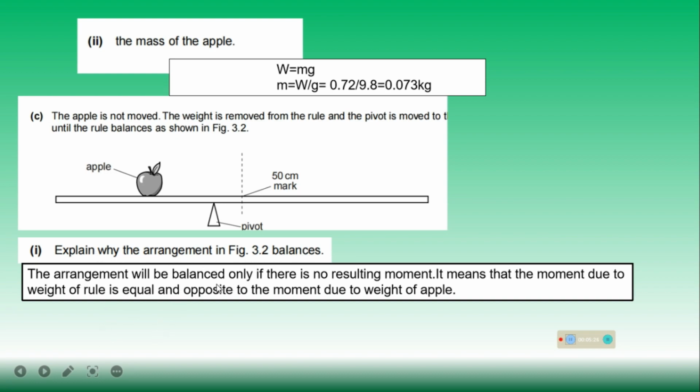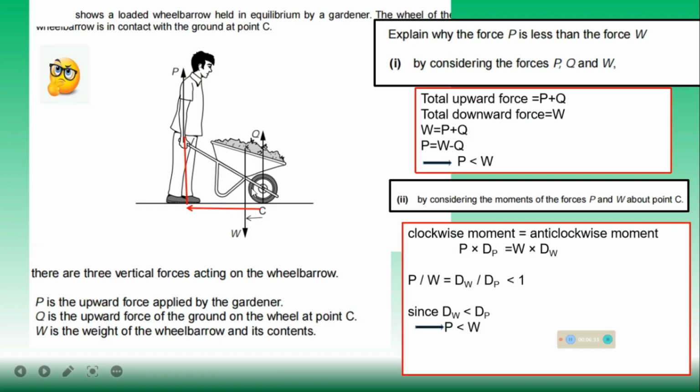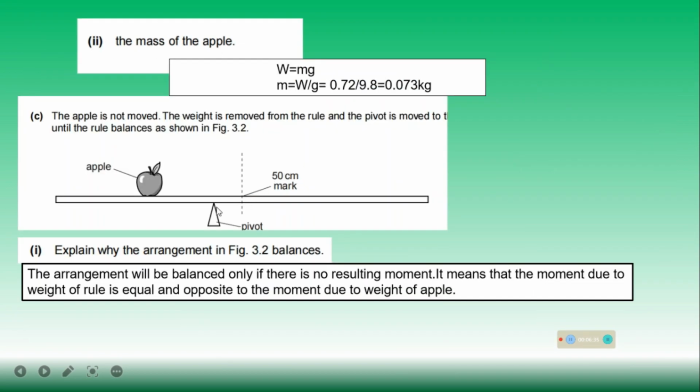The arrangement will be balanced only if there is no resulting movement. It means that the moment due to the weight of the rule is equal and opposite to the moment due to the weight of the apple. In the figure, the pivot is closer to the 50 centimeter mark than to the center of mass of the apple.